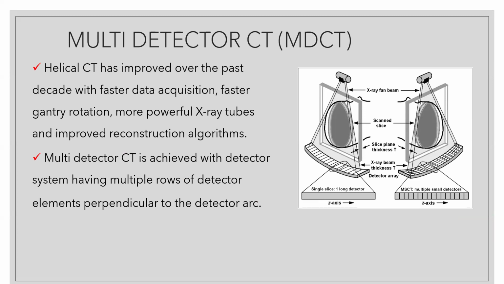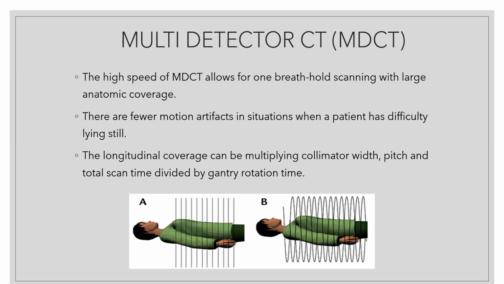Coming to multi-detector CT, helical CT has improved over the past few decades with faster data acquisition and faster gantry rotation, with powerful X-ray tubes and improved reconstruction algorithms. Multi-detector CT is achieved with a detector system having multiple rows of detector elements perpendicular to the detector arc. Coming to MDCT, its higher speed allows one breath hold scanning with large anatomic coverage, and there are few motion artifacts in situations when a patient has difficulty lying down for a long time.